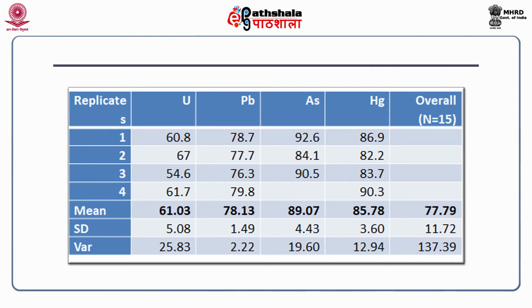So SS is nothing but the sum of squares of the difference between each of these 15 values and the overall mean. So each value is subtracted from the overall mean, so each value minus the overall mean. Then we have to take a summation of this. So that is SS total, or the sum of the squares of difference.